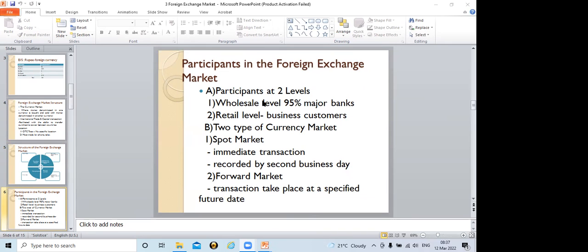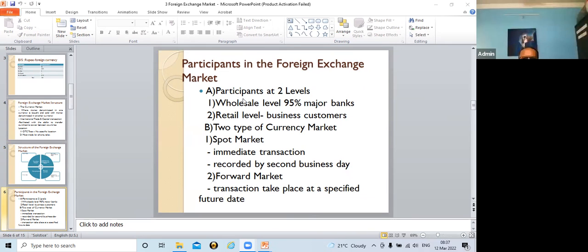Yes, sir. So these are the participants in the foreign exchange market. Participants are basically at two levels. One is the wholesale level, which covers almost the entire market, that is 95%. And hardly 5% is with the retail level. As I gave the example, the retail level means persons who are visiting, like a tourist, so that comes under retail. So retail is 5% and that 95% is business purpose.